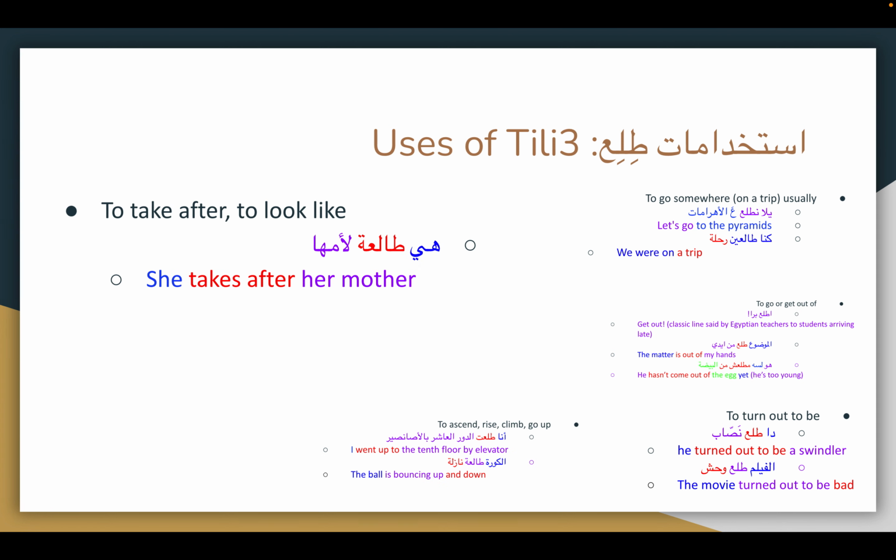There's also to take after or to look like. So هي طلع لأمها. She takes after or she looks like her mother. And notice this one always comes with the preposition ل. هي طلع لأمها. You could also say هو طالع لأبوه. He takes after his father.